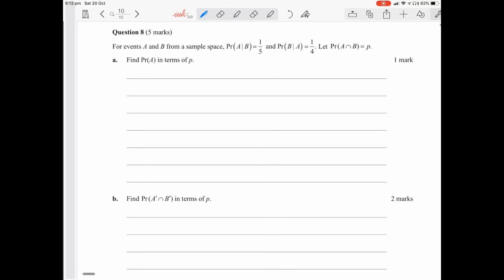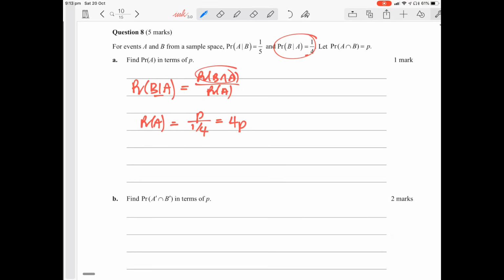Okay, for events A and B in a sample space, the probability of A given B is 1/5, the probability of B given A is 1/4, and the probability of A intersects B is P. Find the probability of A in terms of P. Okay, so we need this one. The probability of B given A is equal to the probability of B intersects A, or A intersects B, they're the same thing, over the probability of A. So we know the probability of A is the probability of B intersects A, which is P, over the probability of B given A, which is a quarter. Therefore, that is 4P. So we know that the probability of A is 4P.